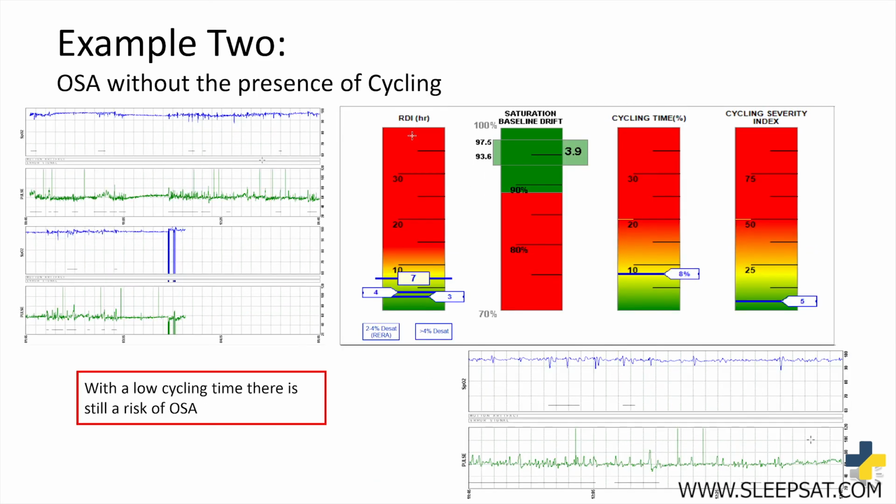Our last example with a low cycling time at 8% and a low cycling severity at 5 is paired with an RDI of 7. In the raw data, we do not see large periods of cycling, but with an RDI above 5, there is still the risk of OSA.